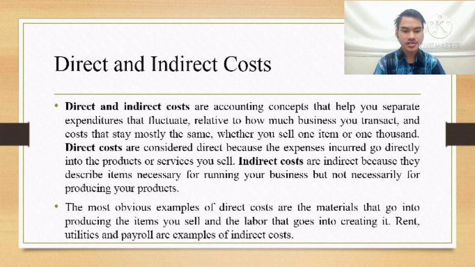Direct costs are considered direct because the expense incurred goes directly into the product or service you sell. Indirect costs are indirect because they describe items necessary for running your business but not necessarily for producing your products. The most obvious examples of direct costs are the materials that go into producing the items you sell and the labor that goes into creating it. Rent, utilities, and payroll are examples of indirect costs.